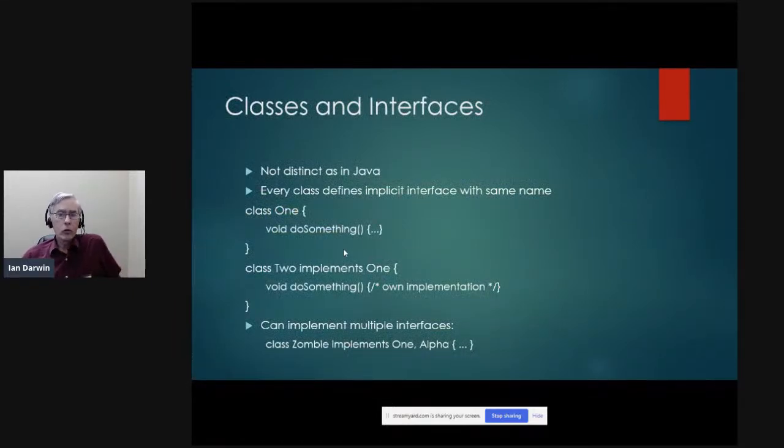Classes and interfaces are not distinct objects as they are in Java. Every class implicitly defines an interface with the same name. And so you can refer to a class either with implements or extends. And the semantics are slightly different, of course. Implements means that you have to implement all of the methods yourself, whereas extends has the same meaning as in Java. That is, you can inherit class methods from the other class. But there's no separate keyword for creating an interface. And as in Java, you can implement multiple interfaces, as shown at the bottom here.